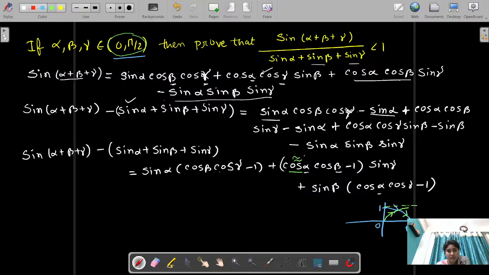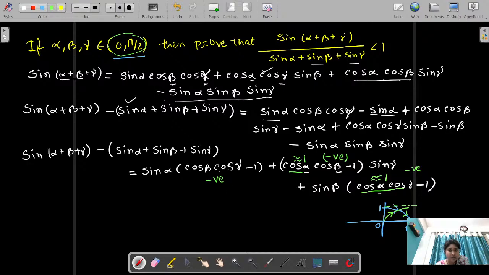And if we subtract 1 from some number which is nearly equal to 1, what will we get? We will obviously get negative, right? We will always get negative. And what about cos alpha cos gamma? This will also be nearly equal to 1, and so here also we will get negative.